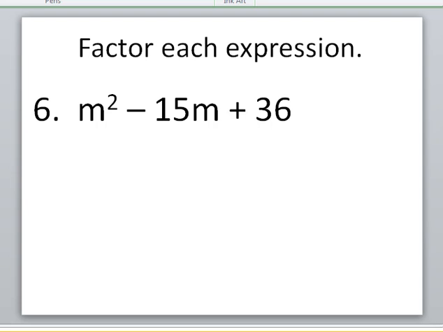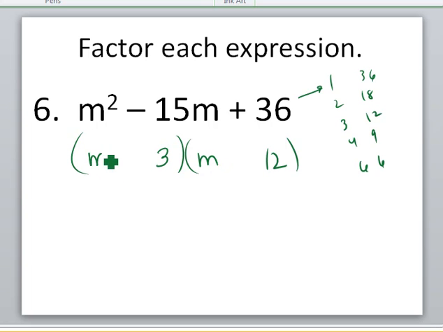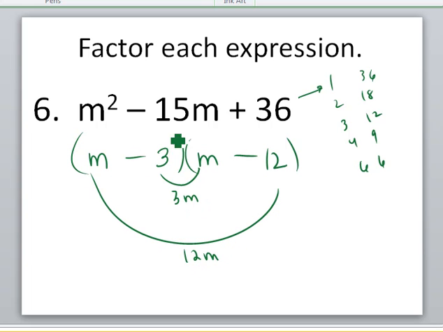One more of this type, and then we'll have a different look with some different signs in between here. So I've got 1 and 36, 2 and 18, 3 and 12, 4 and 9, 6 and 6. The one that gives me 15 happens to be 3 and 12. I need a minus because I need a 3m and a 12m, and I need a negative 15. So the only way I'm going to get the negative 15 is by having a negative 3 and a negative 12.